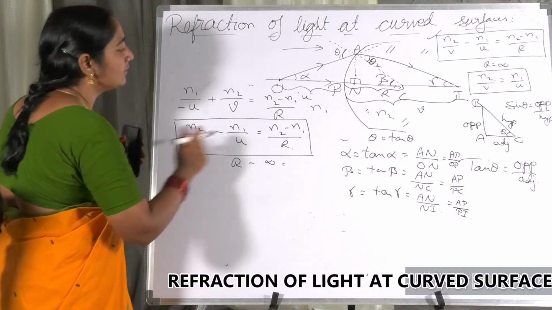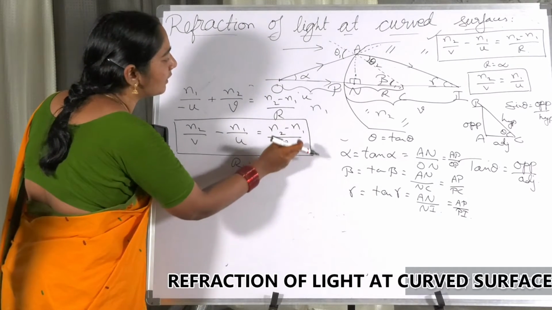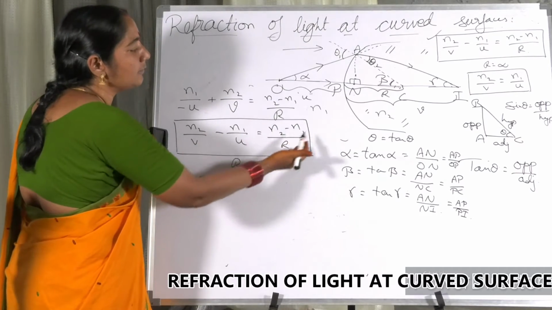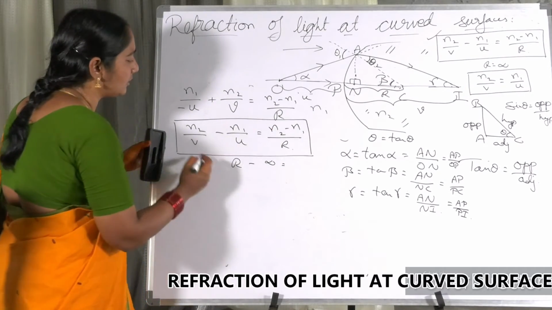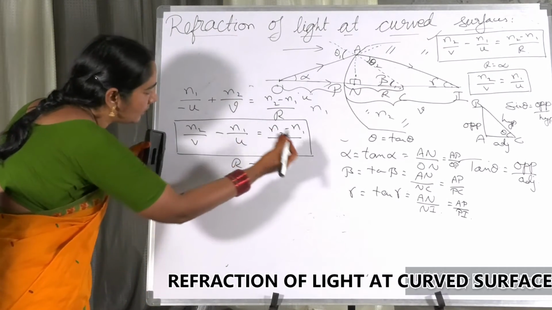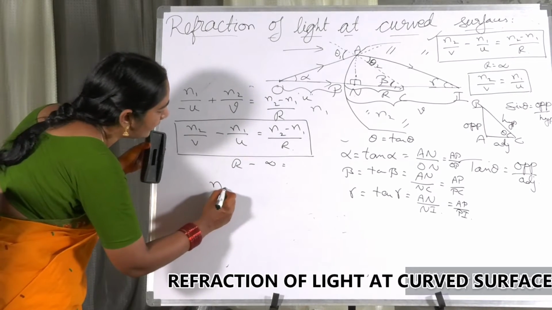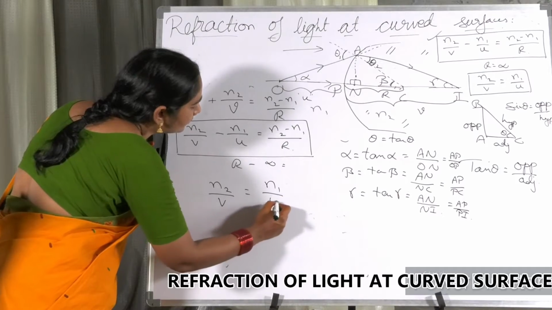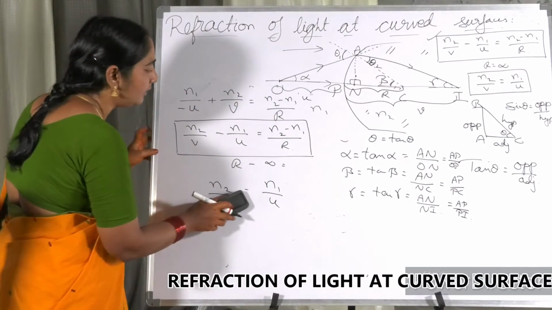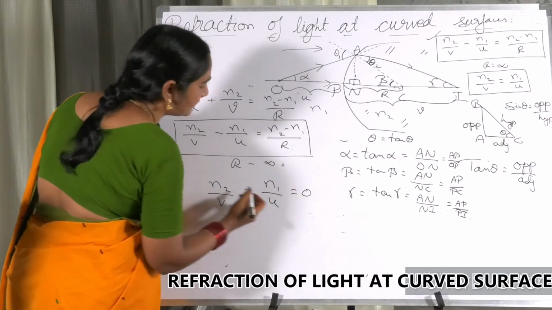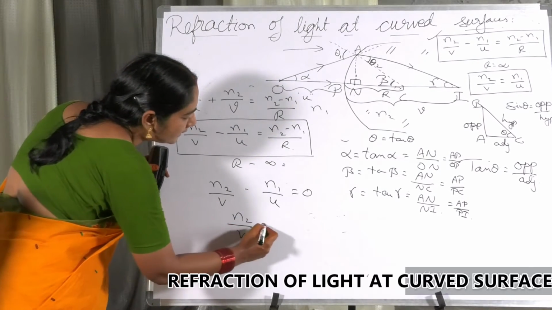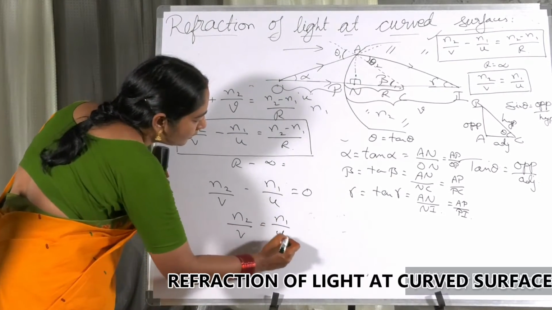So, my dear friends, 1 by infinity means 1 by 0. 0 goes to the numerator. 0 into anything becomes 0. So this quantity becomes 0. So I can write it as n2 by v is equal to n1 by u. In the next step, you can just write it as n2 by v is equal to n1 by u.